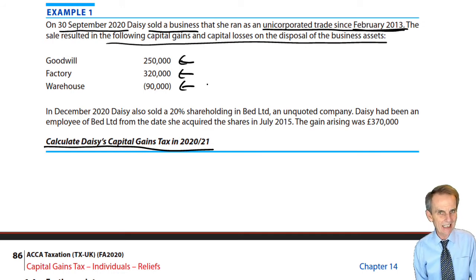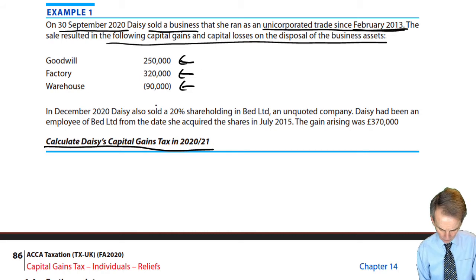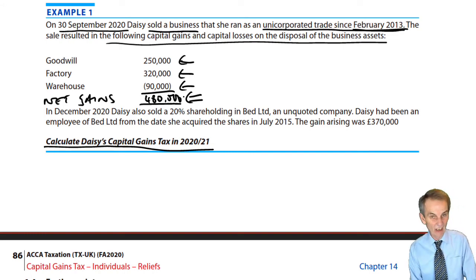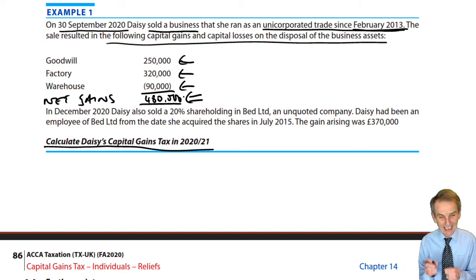In terms of the gain qualifying for business asset disposal relief, you must establish the net gains. For this purpose, irrespective of any other gains made by the taxpayer in the tax year, the gain that will qualify for this relief is this net gain in here. So we've got 250 plus 320, so what's that? That's 570 less 90, so that's going to be what, 480,000, is it? Better use your calculator and check that. But it is that net gain.